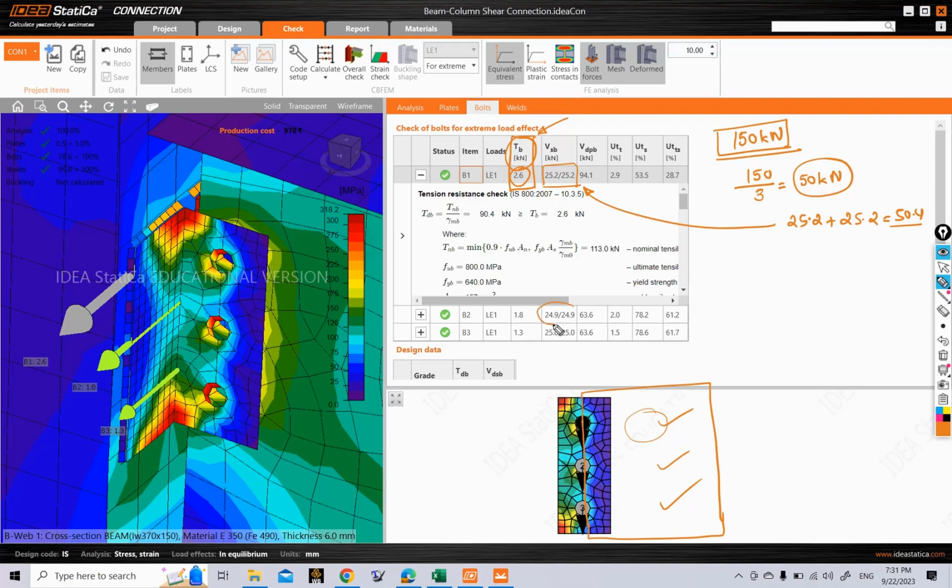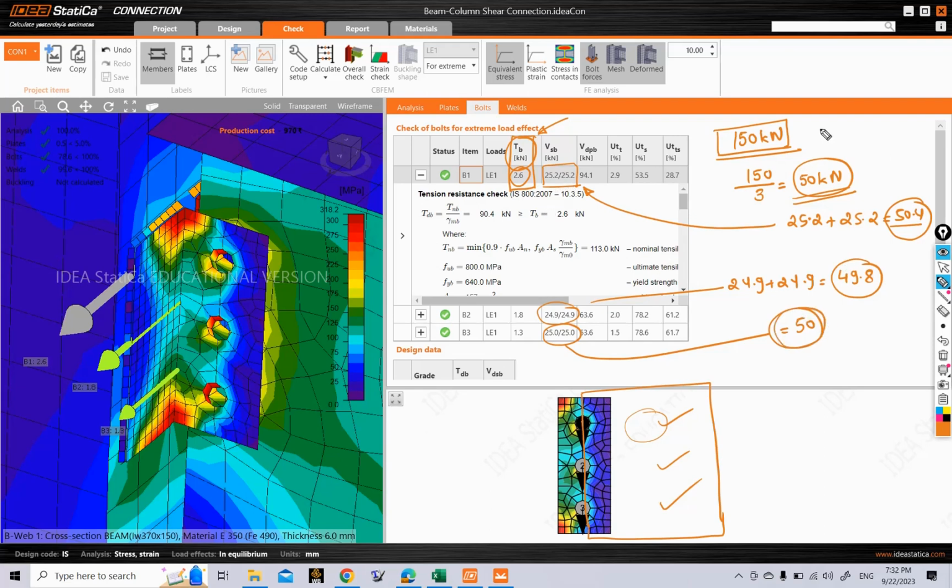Similarly for other bolts also, for the second bolt, if you add this 24.9 plus 24.9, you get 49.8, and for this third bolt we get 50. So it's almost equal. That means while doing manual calculation, we assume that each bolt takes an equal amount of shear force, that is 50 kilonewton, and by software also we are getting almost the same value of 50 kilonewton.